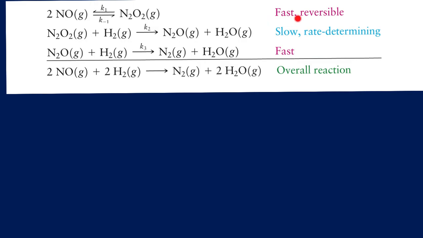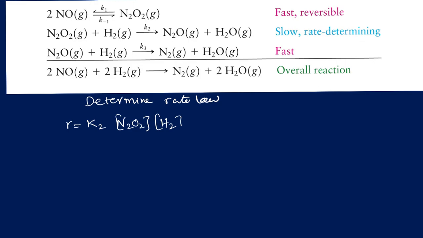Here, the first one is a fast step, the second one is a slow step, the rate determining step, and the next one is a fast step. Then here also we have to determine the rate law. How to determine? Always based on the slow step. Which is the slow step? Second step. Then rate is equal to K2, N2O2 concentration and H2 concentration.